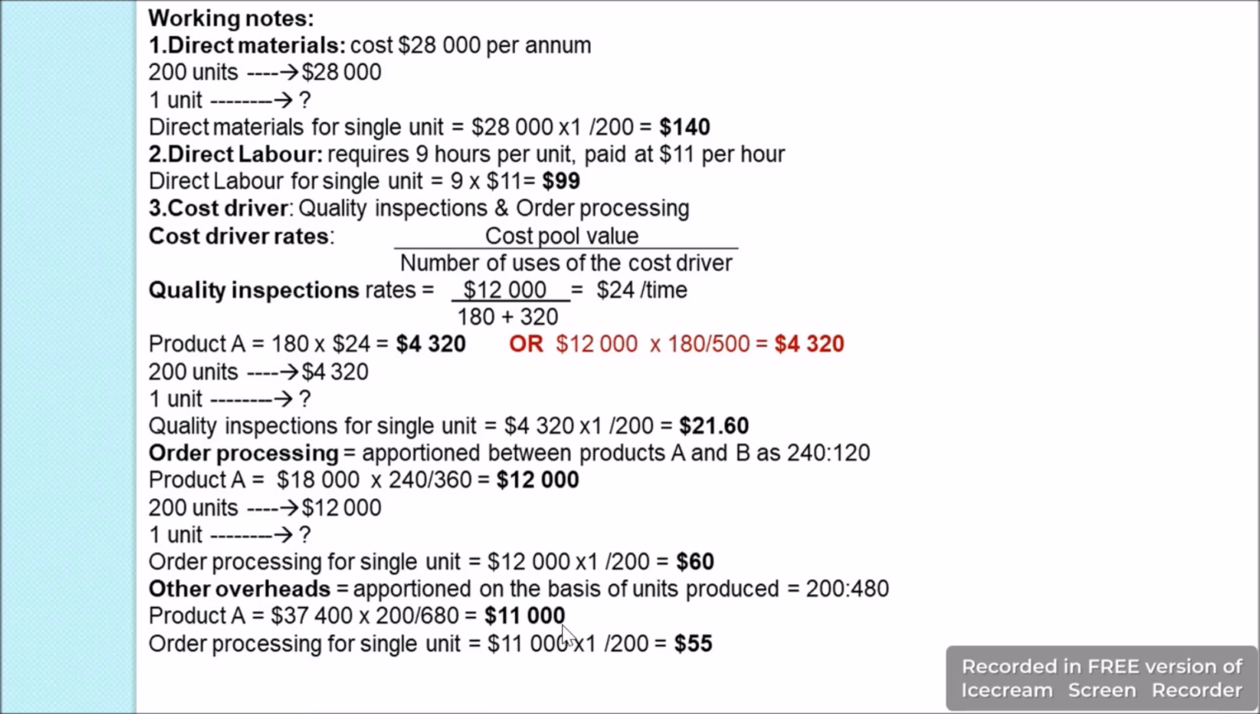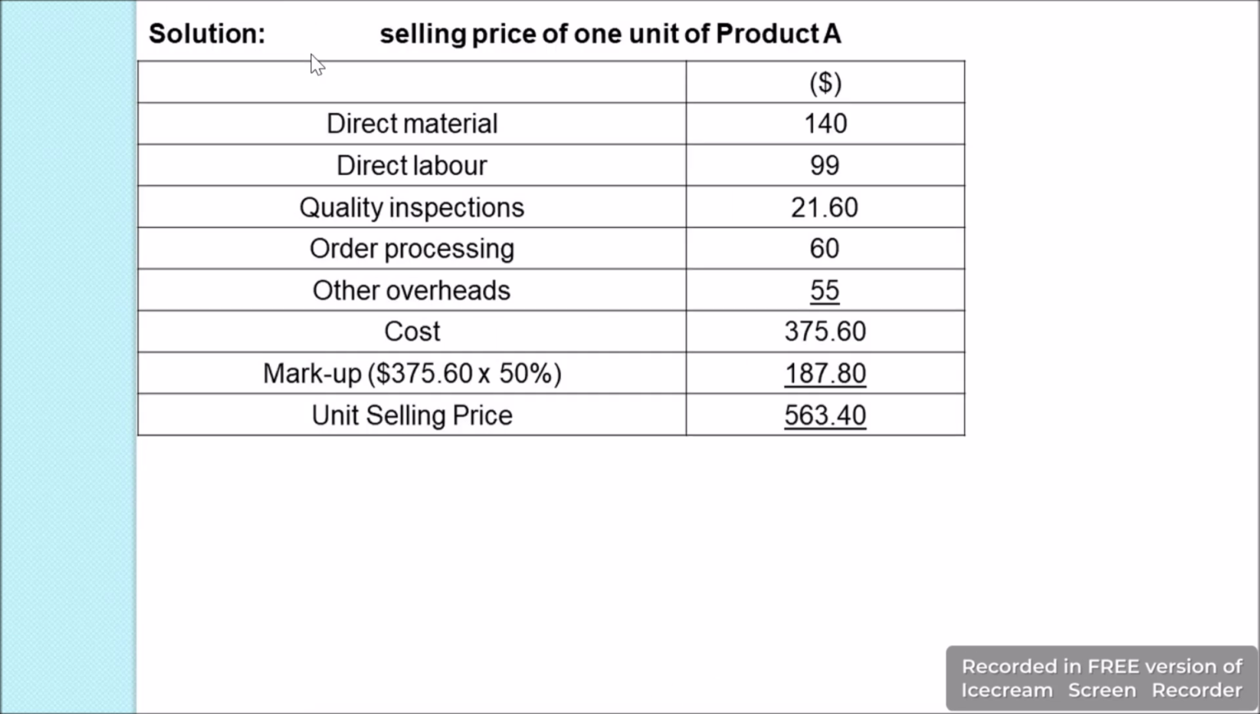This is for 200 units. For 1, how much? It will be again 11,000 times 1 divided by 200, which will be $55. So we have completed all the working notes. Now let's start with the solution. We have to find the selling price of 1 unit of product A.